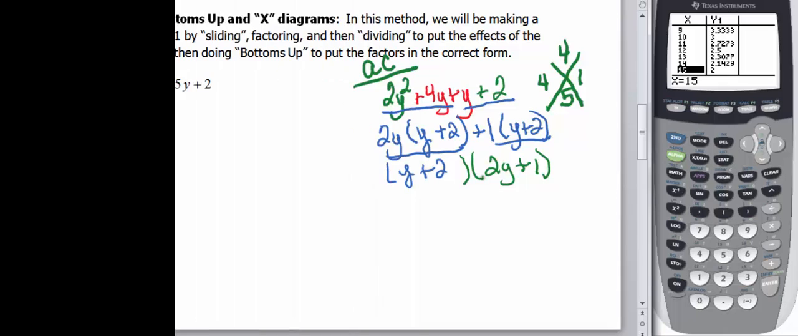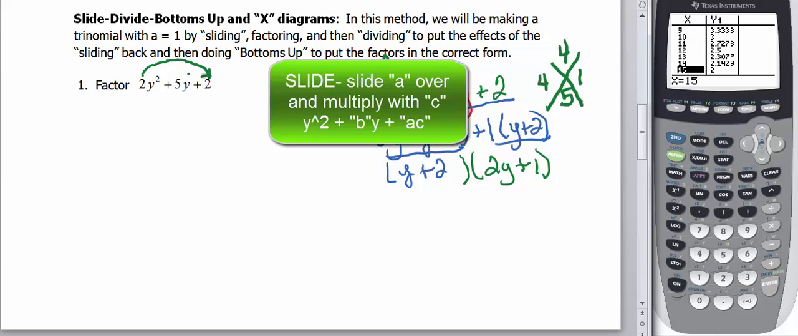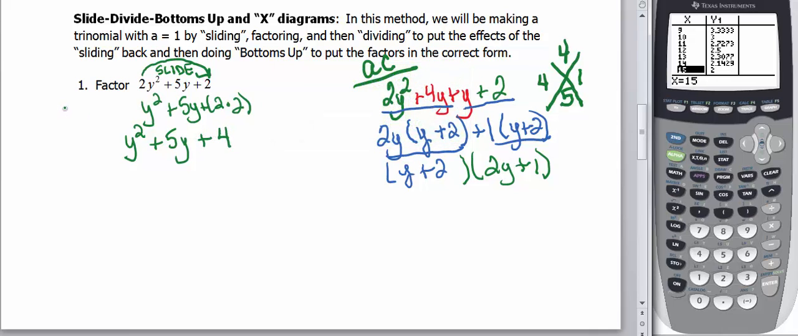How do we do slide divide? Slide is first. We slide the 2 over to here. That is slide. So it now becomes y squared plus 5y times 2 plus the 2 times the 2. Or, I'm just showing you that. Most of us will just go straight to this one and say y squared plus 5y plus 4. So we've done the slide. Now we're going to factor.